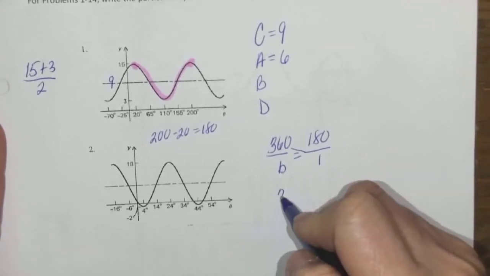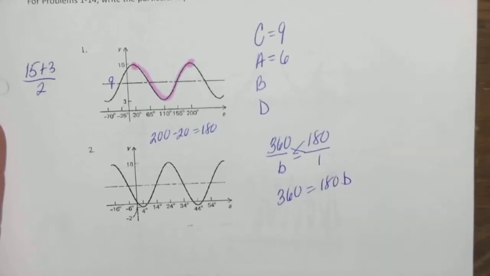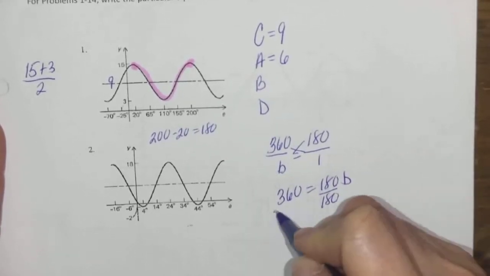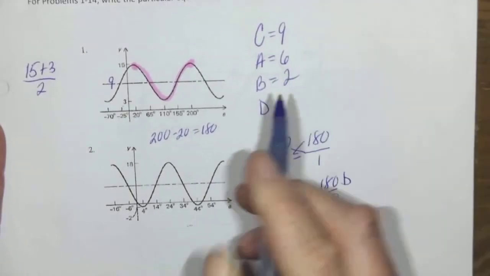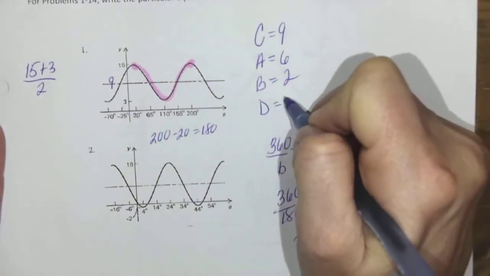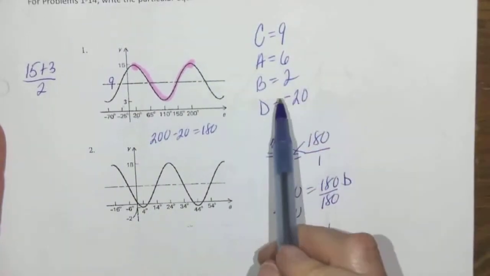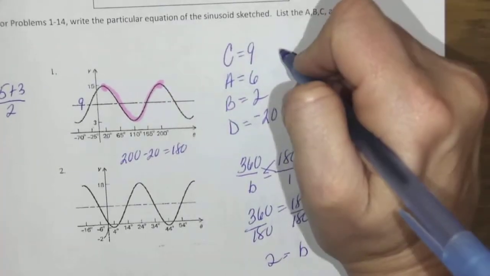The one diagonal gives you 360. The other one gives you 180b. Divide by 180. And my b is 2. This particular wave starts at positive 20, so we actually will write negative 20. You always flip the sign here when you're putting it in the equation. Now you're ready to go.